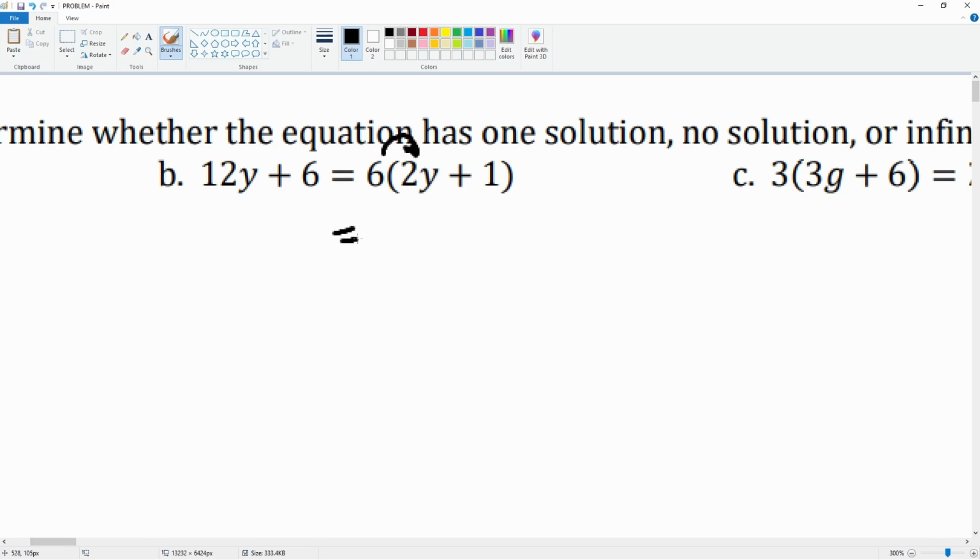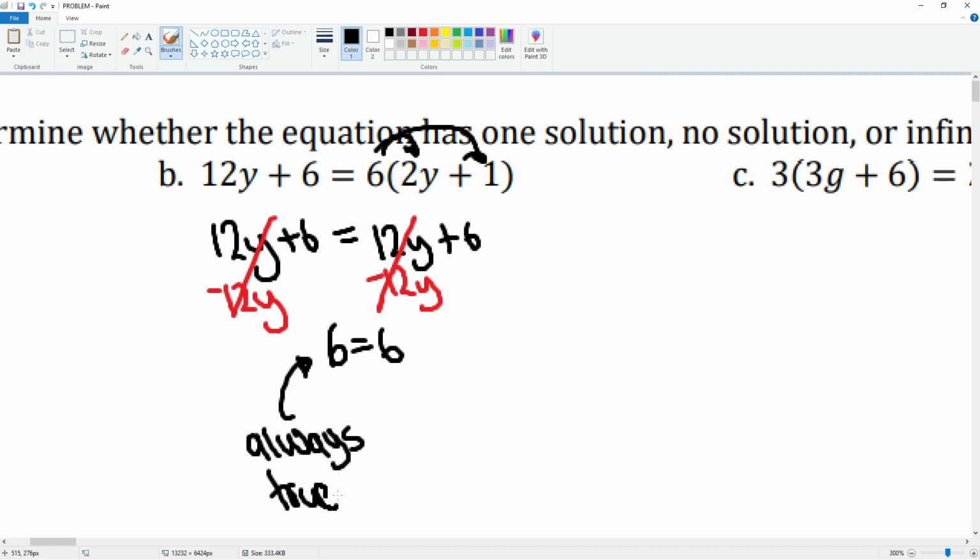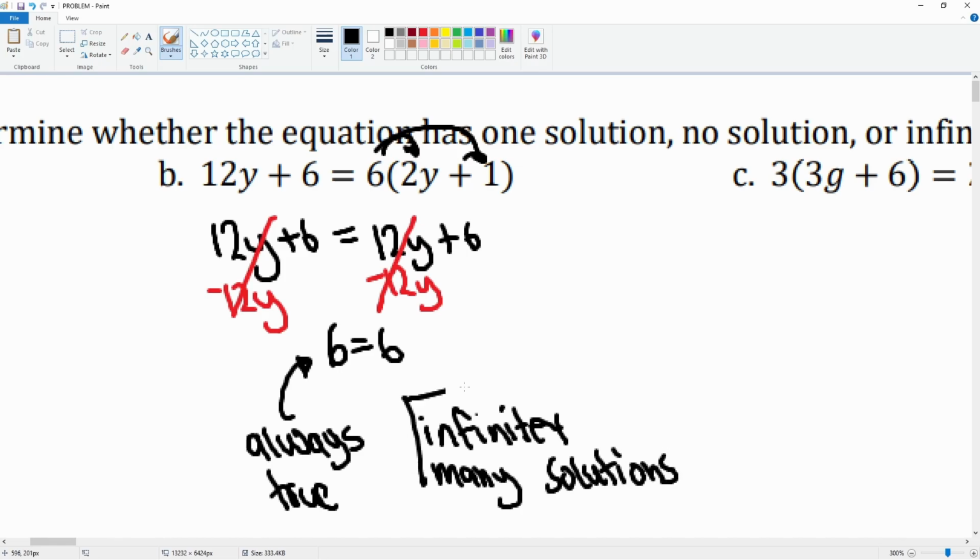Let's distribute here. 6 times 2y, which is 12y. 6 times 1 becomes 6. 12y plus 6. Let's get rid of the variable. So we're going to subtract 12y from both sides. This cancels because it makes 0. This cancels, leaving you with just 6 is equal to 6. When is this true? This is always. Because the answer is always true, we say this has infinitely many solutions. All right, and there you go. That would be the answer for B.